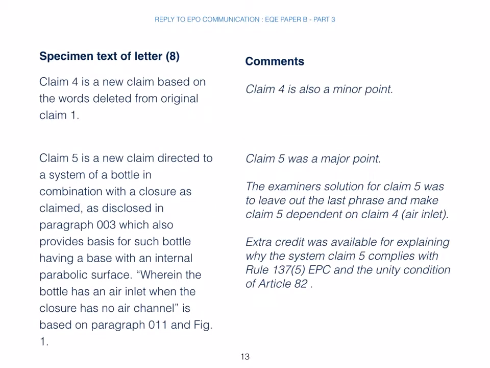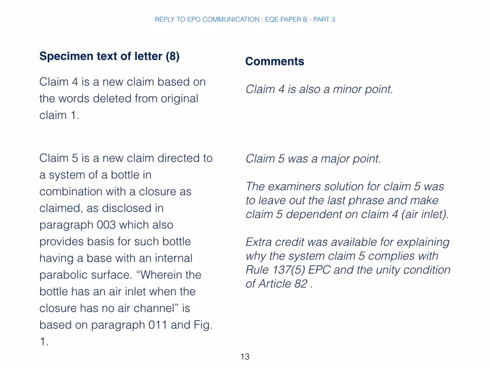Next, we go to claim 4. Claim 4 is a new claim based on the words deleted from original claim 1, another minor point. And then we go to claim 5. Claim 5 is a new claim directed to a system of a bottle in combination with a closure, as claimed, as disclosed in paragraph 3, which also provides basis for such bottle having a base with an internal parabolic surface. "Wherein the bottle has an air inlet when the closure has no air channel" is based on paragraph 11 and figure 1.